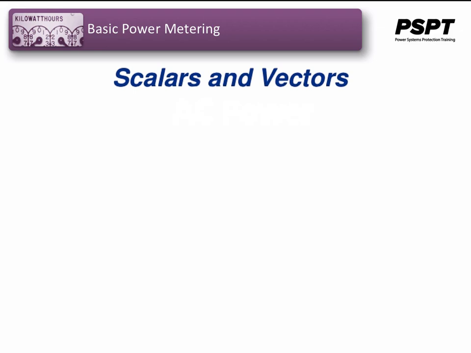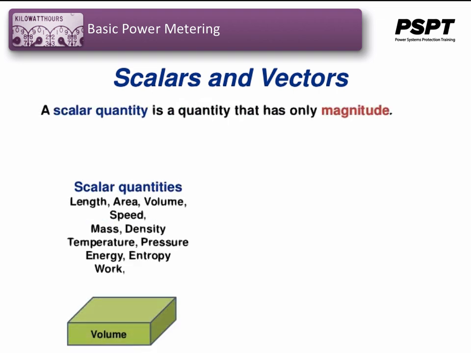In order to work with the tools of electrical measurement, we have to make sure we understand the difference between scalars and vectors. So just a quick review here. A scalar quantity is a quantity that has magnitude only. Some examples of scalar quantities are length, area, volume, speed, mass, density, temperature, pressure, energy, entropy, work, and we've shown a diagram of volume here.